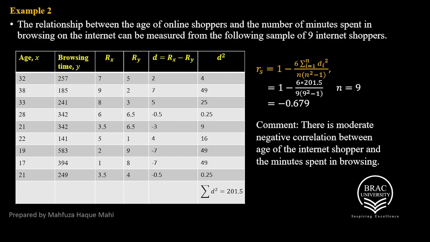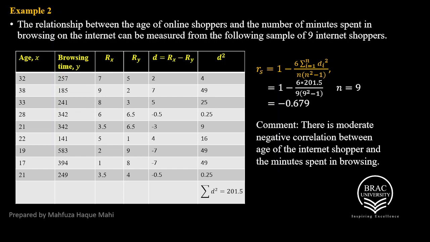Now, to measure the relationship between the variables age and browsing time, we can simply calculate the Pearson's correlation coefficient for the variables Rx and Ry. We can also calculate Spearman rank order correlation coefficient from this table. For that, we first have to take the difference between the ranks. In the fifth column I have taken the difference between Rx and Ry, and in the last column I have squared the differences.